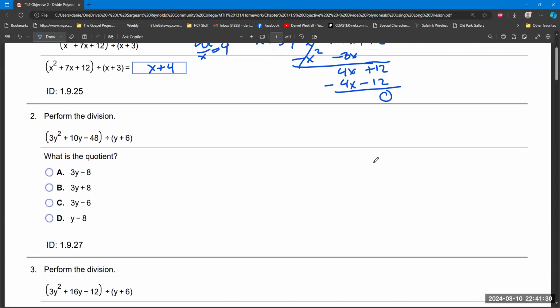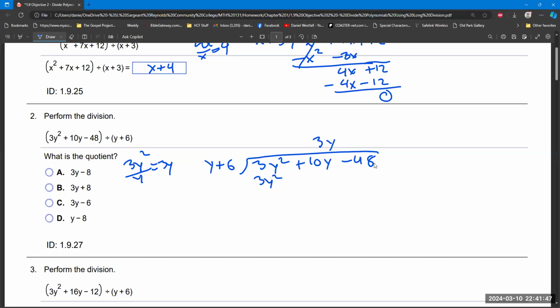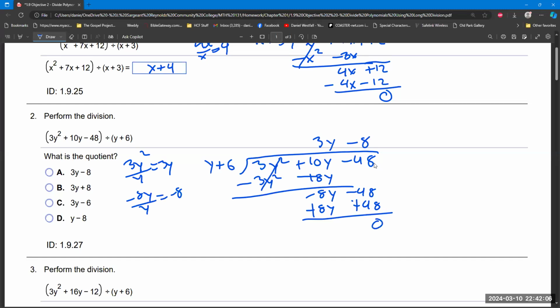All right, let's go ahead and try that again down here. y plus 6 into 3y squared plus 10y minus 48. 3y squared divided by y is 3y. 3y squared, and that's going to make an 18y. We're going to subtract. It's a negative 8y minus 48. Negative 8y over y is a negative 8. That's negative 8y and a negative 48. Change my signs and add is 0. This is 3y minus 8 for my quotient.